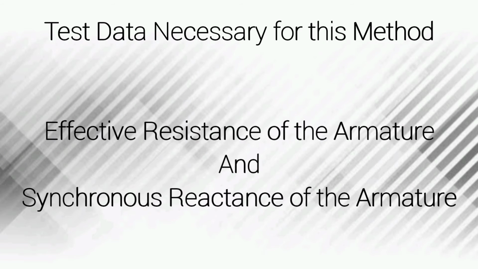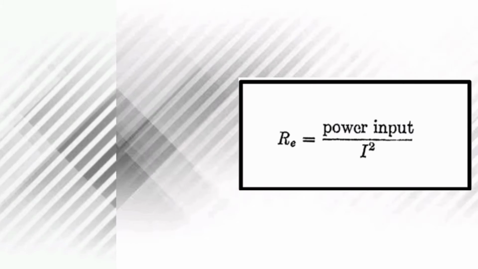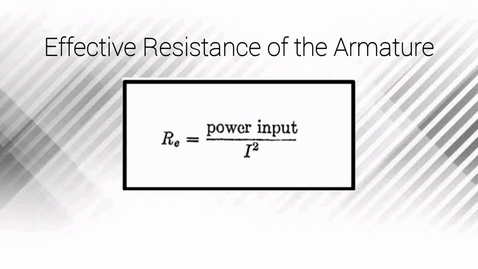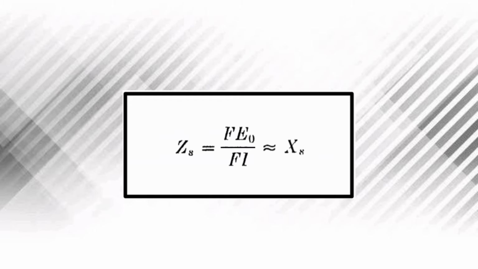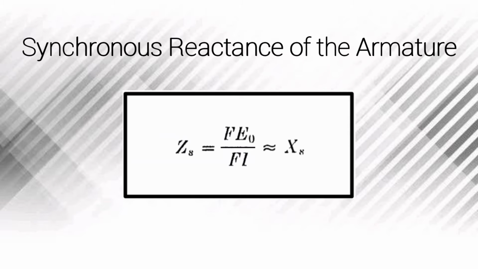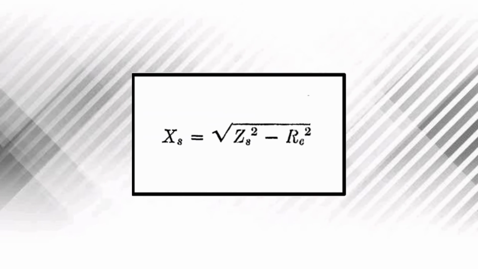This is the test data necessary for use of this method. First is the effective resistance of the armature. This will be equal to power input over I squared. Next is the synchronous reactance of the armature. This will be equal to the FEO over FI, or approximately equal to the XS. XS is also equal to the square root of ZS squared minus RE squared.